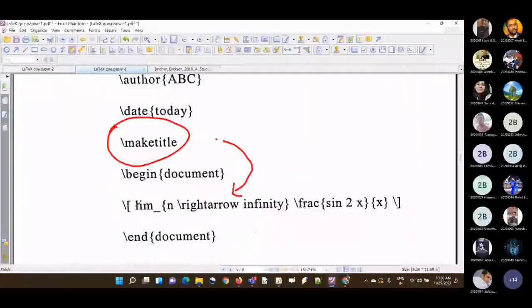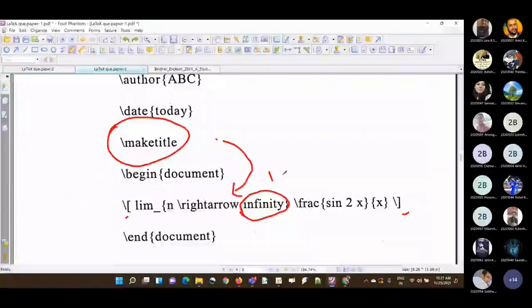And then you see here also, this is math mode, all right, limit underscore n, n right arrow, and then infinity. This command is incorrect, right? For infinity, what did you used to write? Backslash.